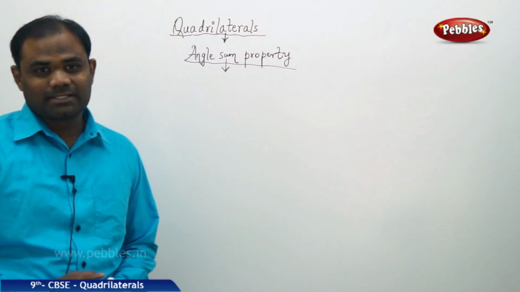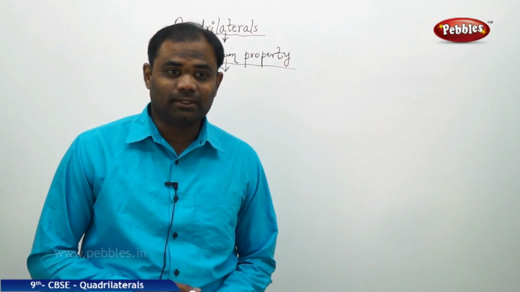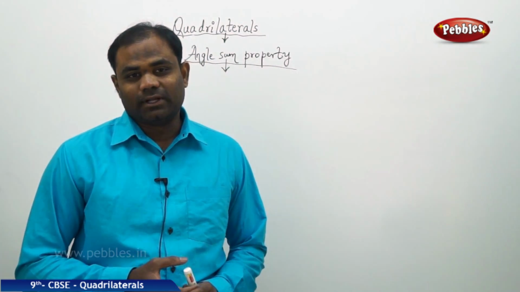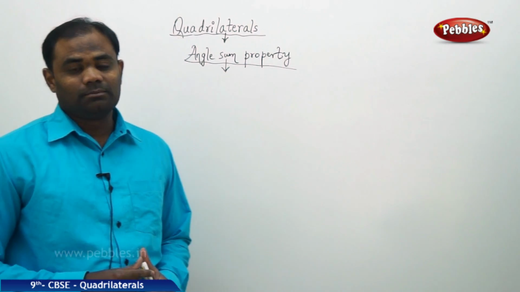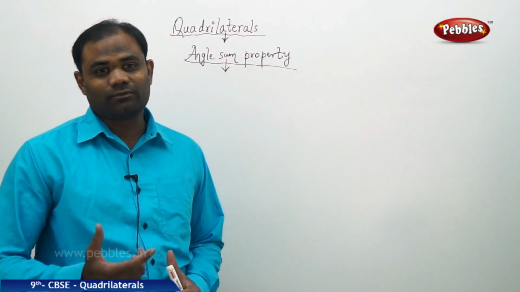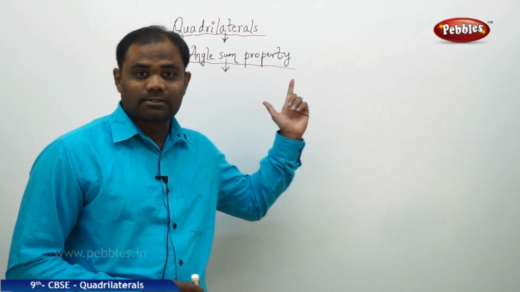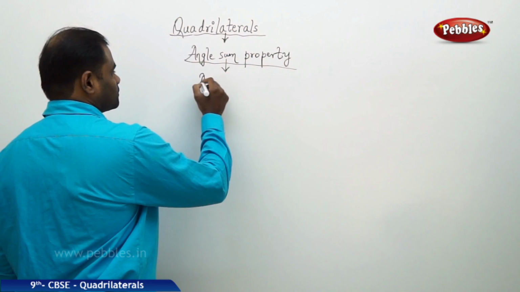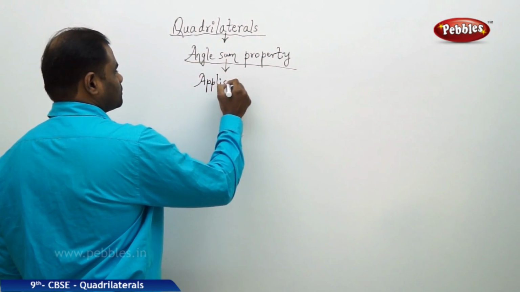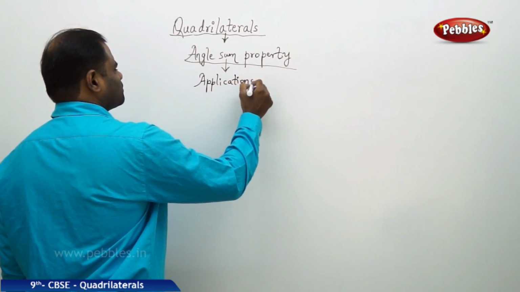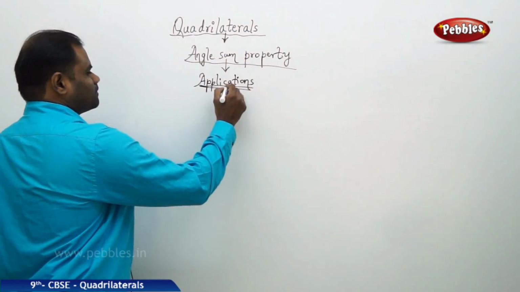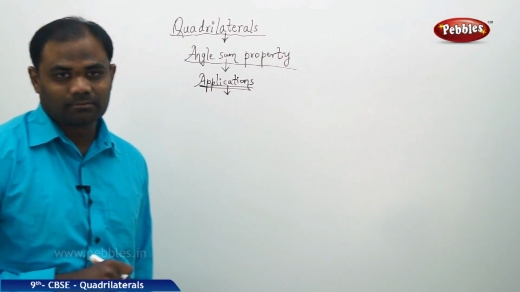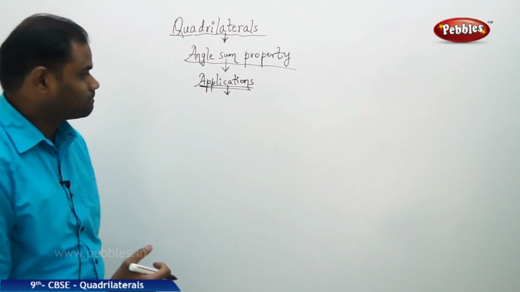Now that we have discussed the angle sum property, let's try to apply it in real life. So let's see how we can solve problems in finding angles of a quadrilateral using the angle sum property. Applications in solving. So let's see one of the applications of angle sum property in solving math problems.